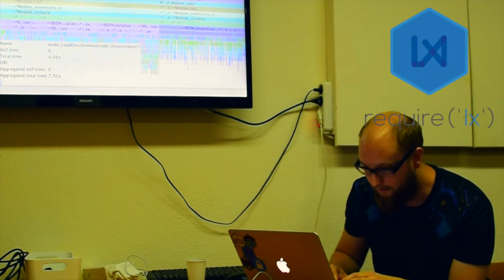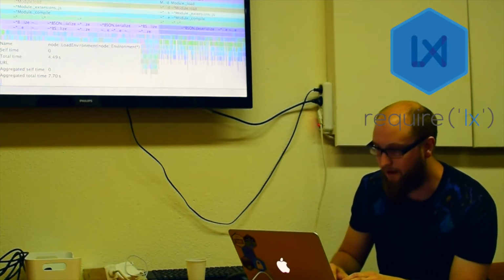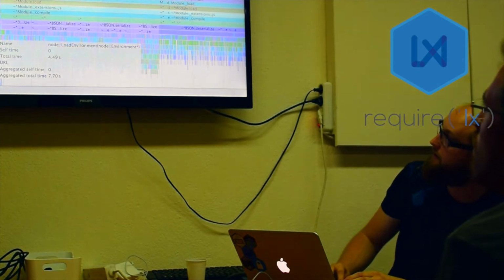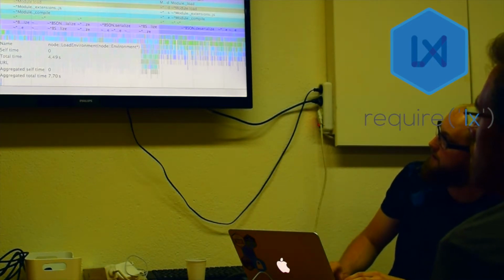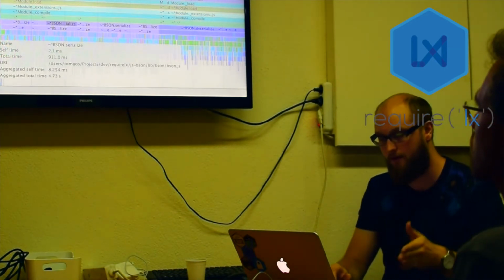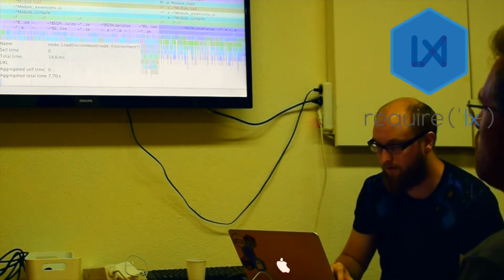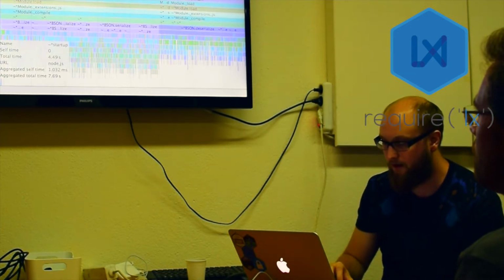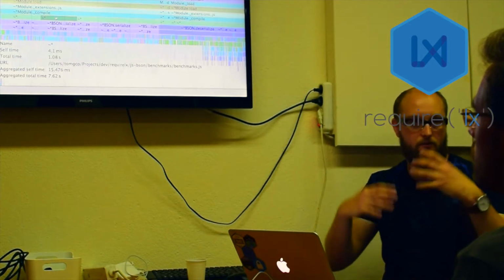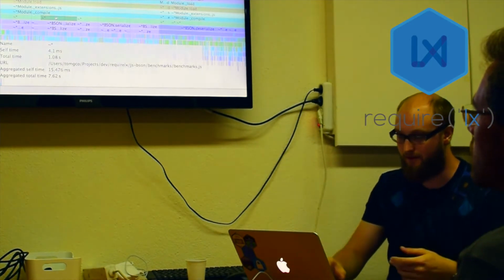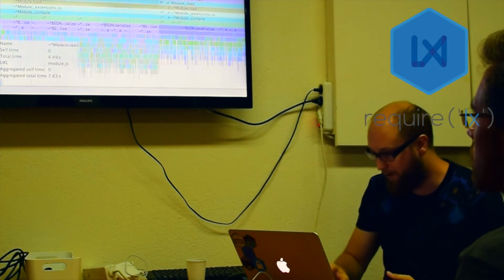So this is the first second of execution. So we have 1 second, 2 seconds, 3 seconds. So this is what's happening in line. So you can see that Node calls load environment, startup, it does a load of module stuff. Like that's where your requiring happens, and yada yada yada.